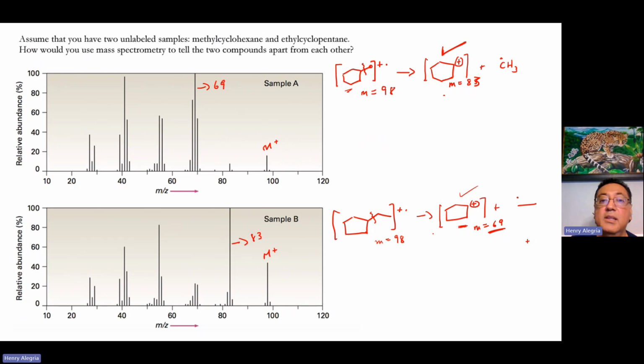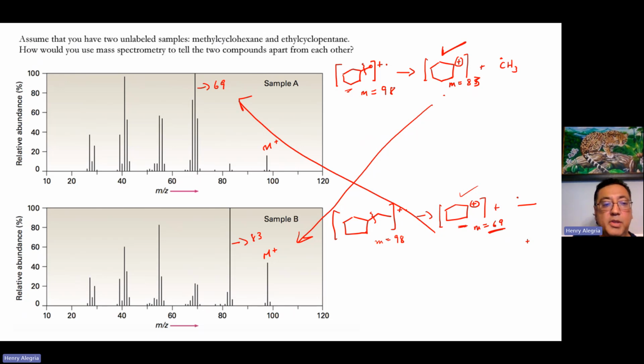So therefore, this one is sample A, and this one must be sample B. So you see how you approach these problems, right? Understanding how a molecule is likely to fragment will allow you to tell which spectrum is for which one. Right? That's one type of problem that you are likely to see.